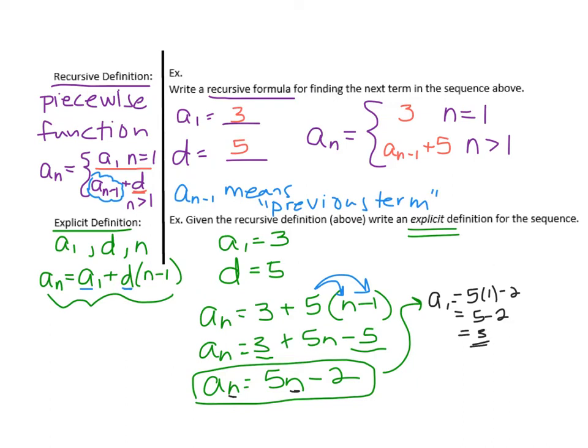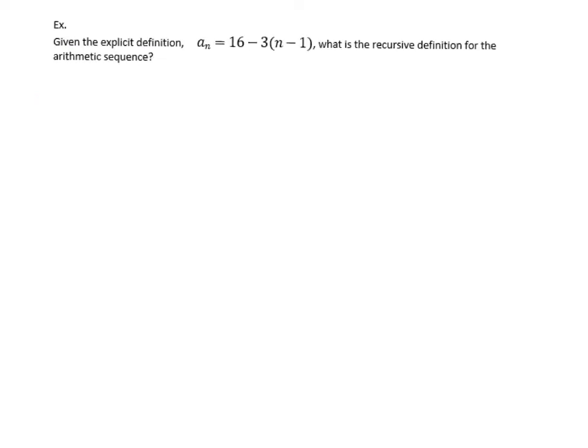Let's try one more. Let's try a sub 2 and see what happens. If I plug in 2 on the left, we have to plug in 2 on the right. 5 times 2 is 10, minus 2, and 8 is the second term. This explicit definition can give you any term within your sequence.